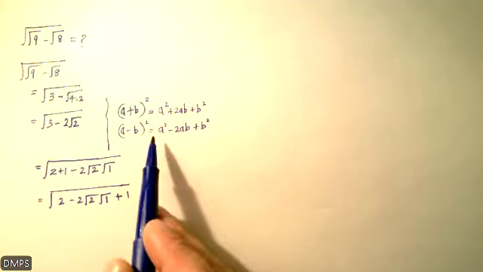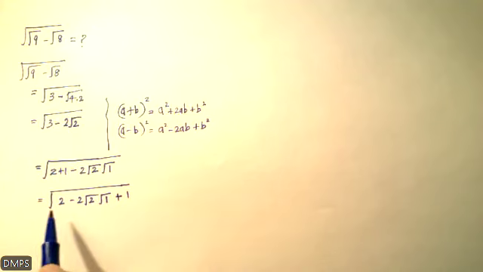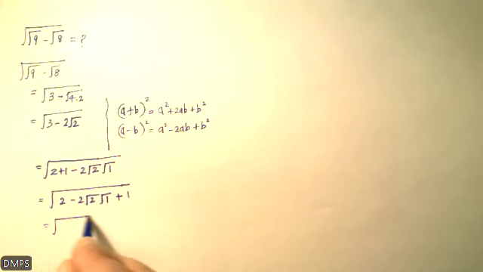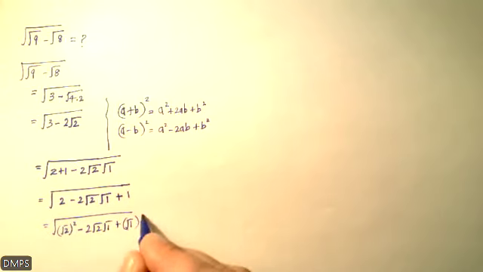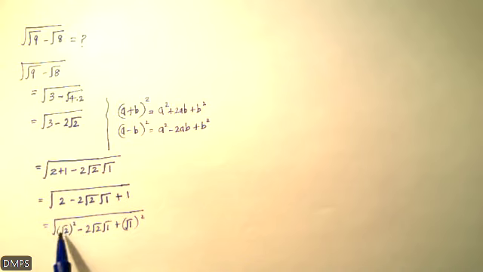Now it has the same form. We can write 2 as root 2 squared, minus twice root 2 times root 1, plus root 1 squared. Nothing wrong with writing it like that, because root 2 squared will be simply 2 and root 1 squared will be simply 1, because root 1 times root 1 is simply 1. And we still have the same middle term.